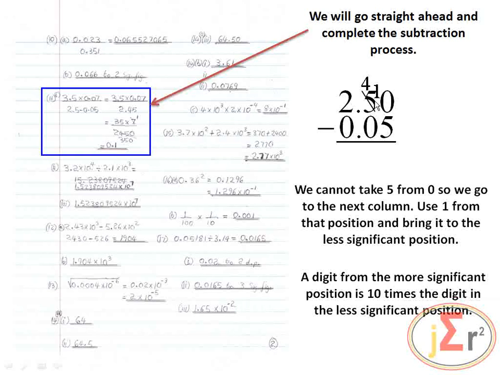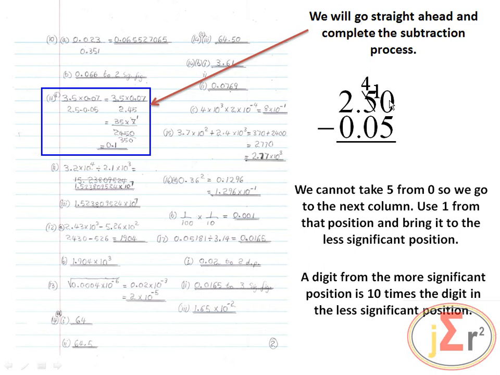So, the digit that we remove here is 10 times a digit that is in this position. Therefore, when we bring this one from this position, we bring it here as 10. We are not saying that this is 10. But we can consider that it is 10 for convenience. But what we are doing is actually taking 1 from here. It is 10 times its value here. So 1 multiplied by 10 is 10. And we take the 10 and add it to the 0 and we get 10.